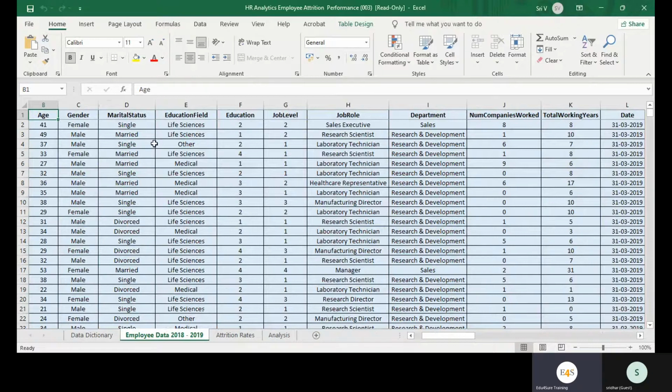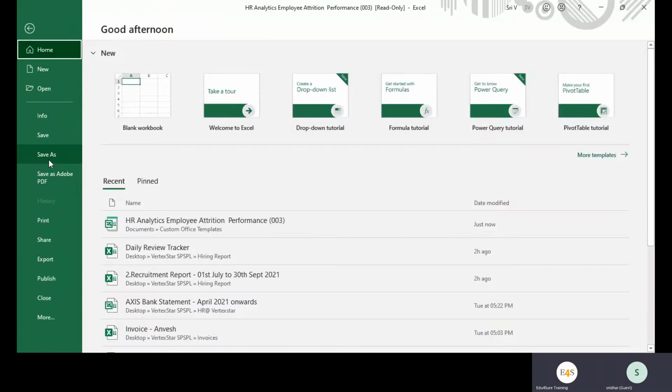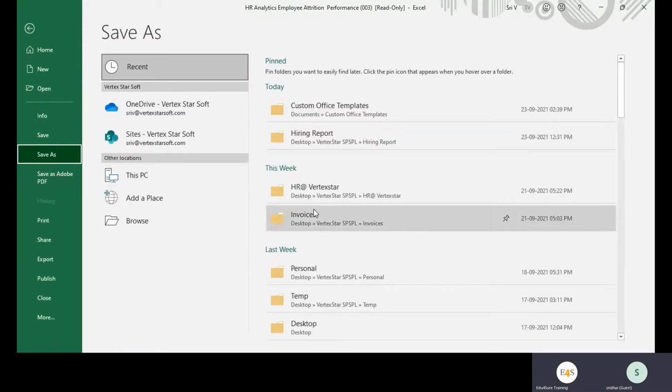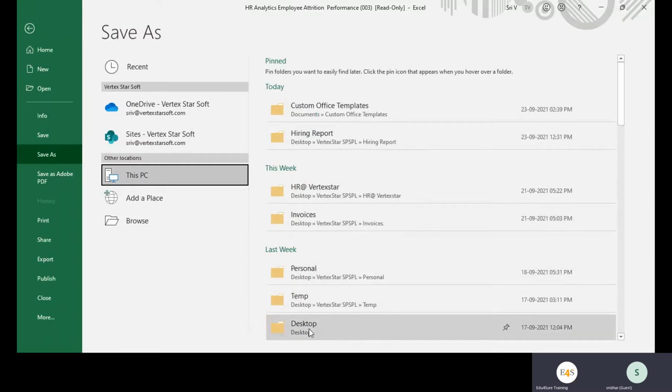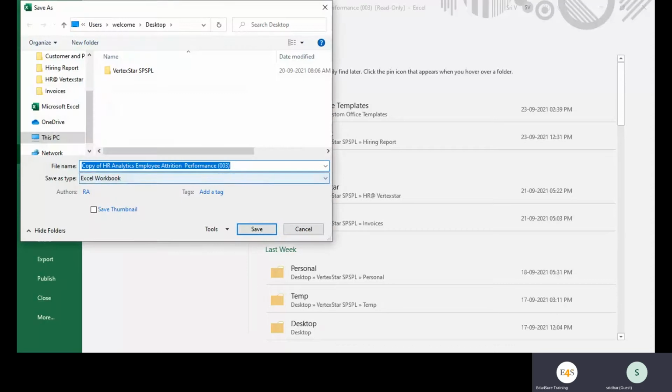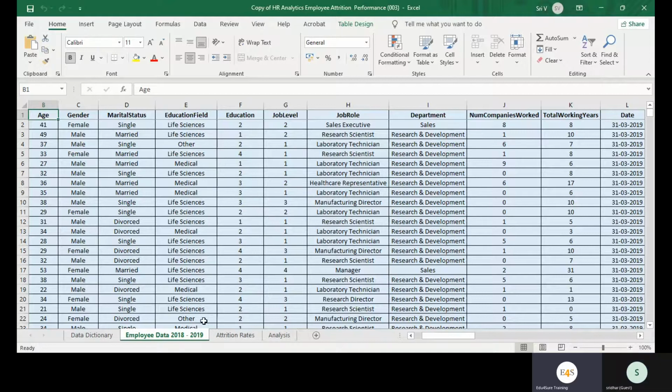So please make a copy of this. I'll go file, save, right? Save as. Click on This PC, and Desktop, right? Yeah, Desktop. Yes. So keep the name same, otherwise you will get confused. Keep copy of. Do not delete it. Now click on save. Now see, read-only has been removed, right? Correct. Now create a pivot chart.